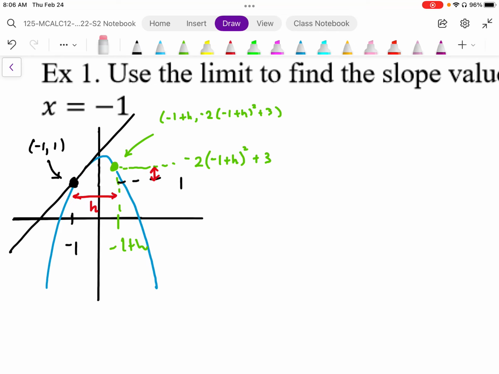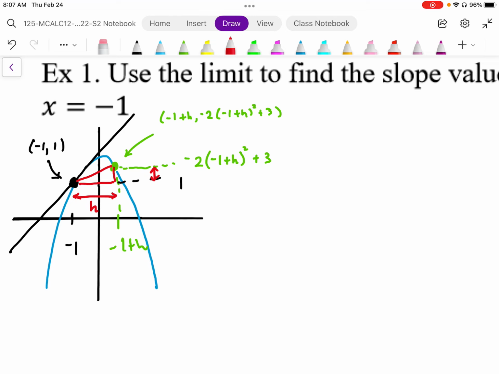So we have a bit of a problem, but we're going to resolve this by picking some arbitrary point close to negative 1. So I'm going to pick that green dot there, and we're going to call that negative 1 plus h. And then we're going to use that dot to calculate slope between the black dot and the green dot.